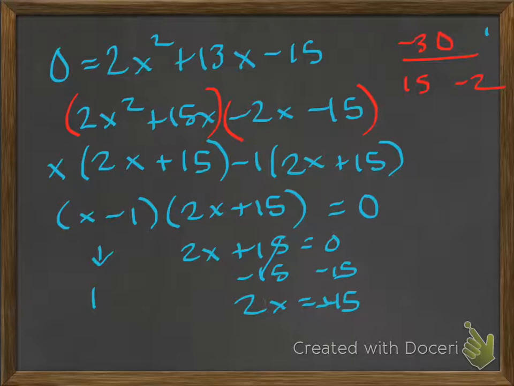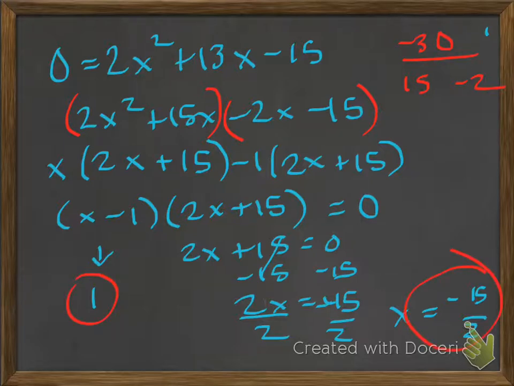Divide both sides by 2, and x equals negative 15 over 2, or you could say negative 7.5. So here are your two answers, a positive 1 and a negative 15 over 2, or you could say negative 7.5. So either would work. So that is your first example, and that is basic factoring.